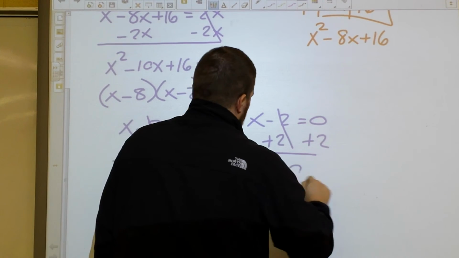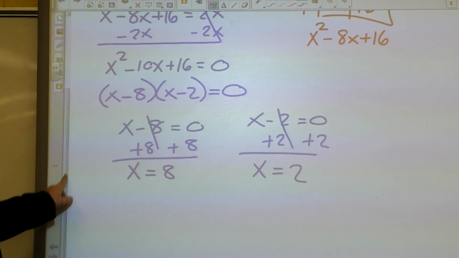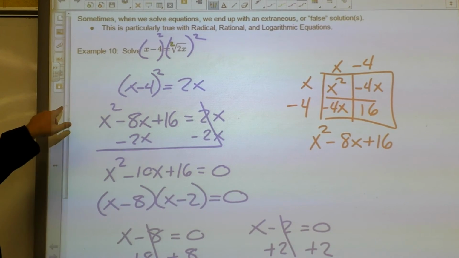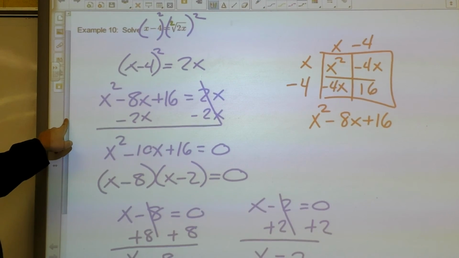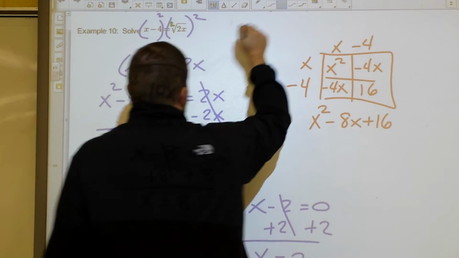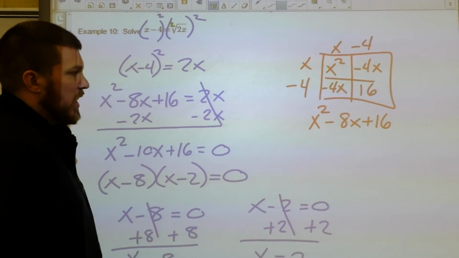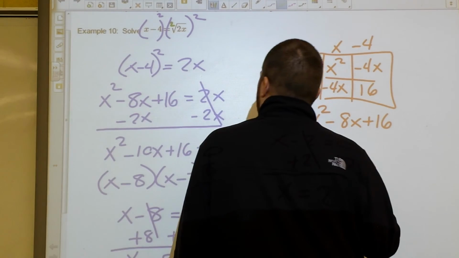Plus 2 on each side for the second equation. So x equals 2. Now, you got to be careful because since we had a radical equation that we started with, these are only possible solutions, so we need to check them. So to check them, what I'm going to do is actually plug in. I want to plug in x equals 8 into my original problem. This is just scratch work on the side. I'm doing it in yellow.